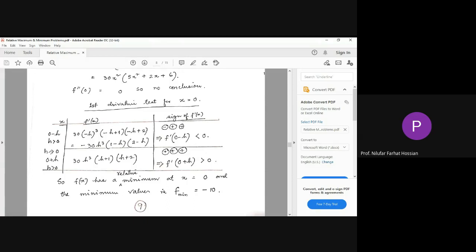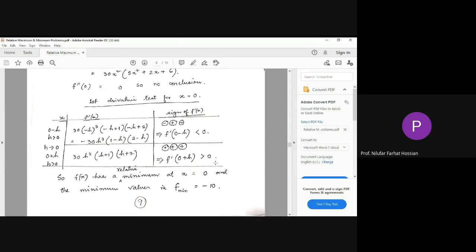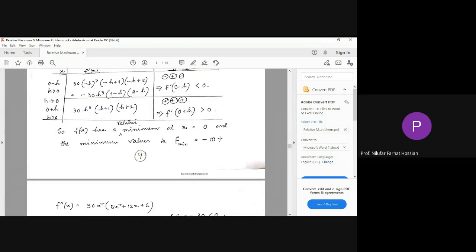And if it is the positive number 0 plus h, so 30 into h cube, (h plus 1), (h plus 2), all of them are positive, so the whole thing becomes positive. So it is changing sign from negative to positive. So there will be a relative minimum at x equals 0. And the minimum value is minus 10. So the coordinates will be (0, minus 10).